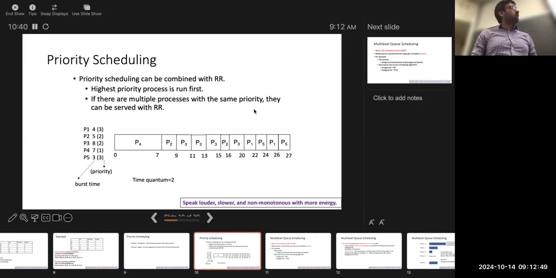Now in the situation where you have, for example, even in our example, let's say we have two processes, P0 and P2, both having the same priority level. Okay, go ahead.